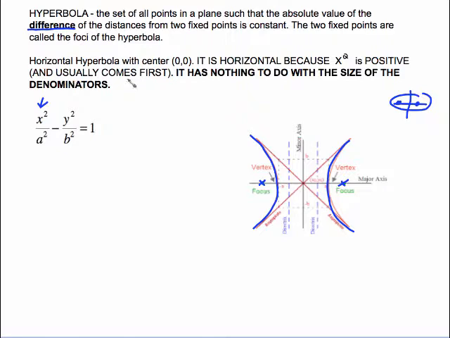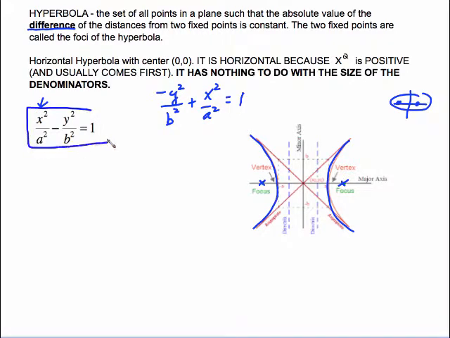The reason I say usually comes first is I have seen books where they get kind of tricky and they give you this, negative y squared over b squared plus x squared over a squared equals 1. And you might think, oh, this is vertical because the y squared is first. It is not, because this could get rewritten so that the x squared is in front and it's positive. Your book does not do that to you, but I just point that out for other courses you may take. So this is a horizontal hyperbola.